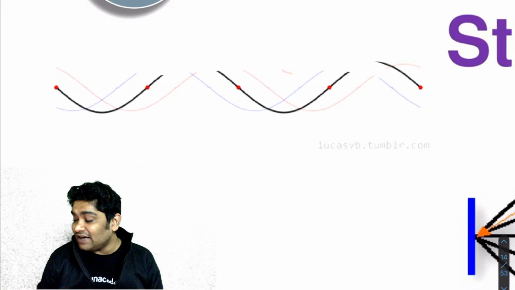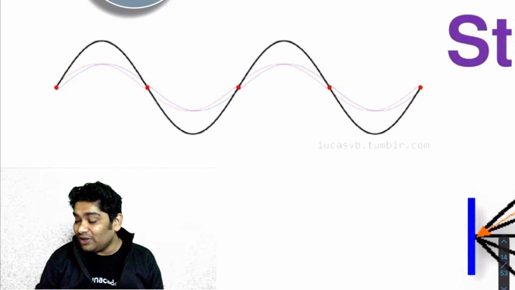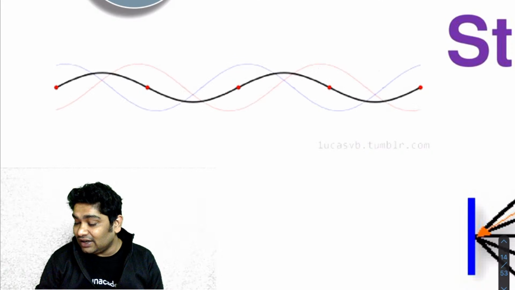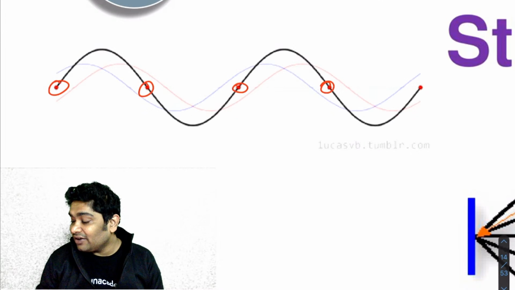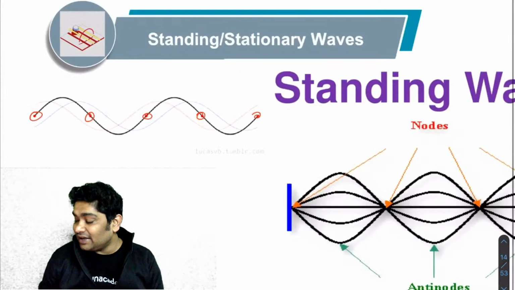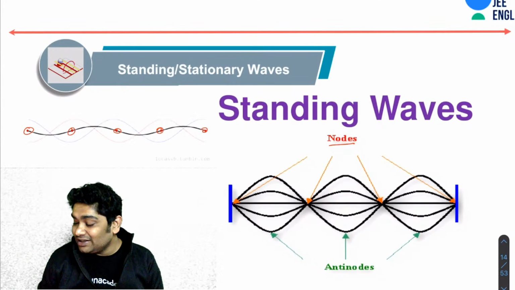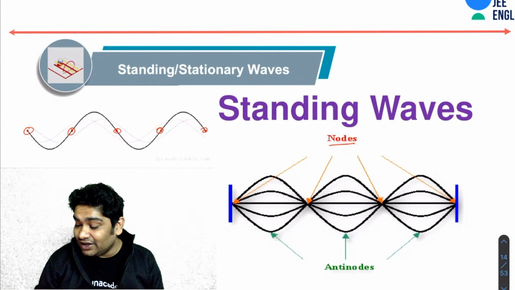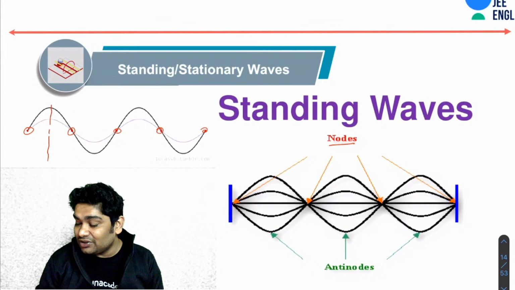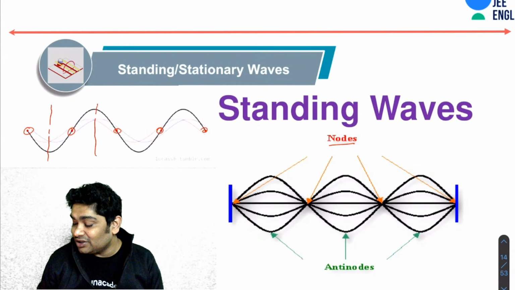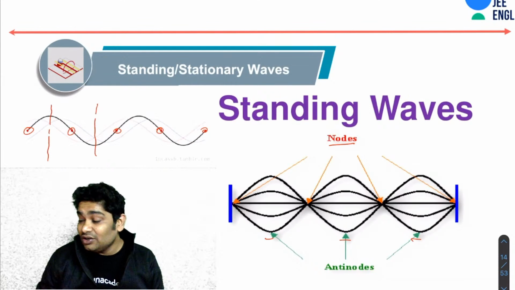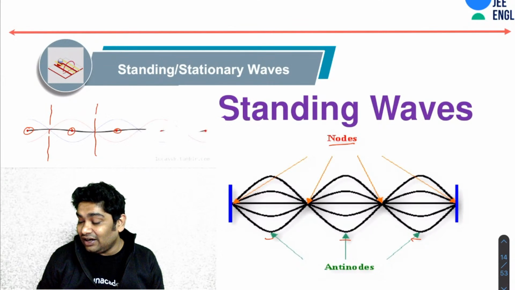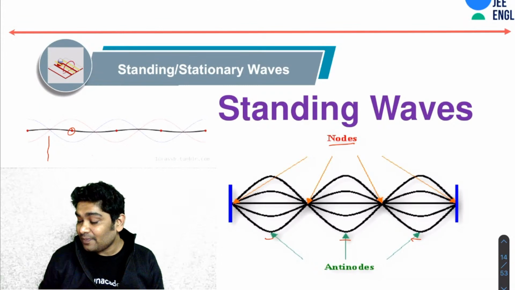Every standing wave has these points. You will notice here that there are points which are never moving. You can see in this diagram these points are called nodes, and then you have points which are oscillating with high amplitudes. These are called antinodes. So every standing wave is characterized by nodes and antinodes. So let's get started with our discussion of these.